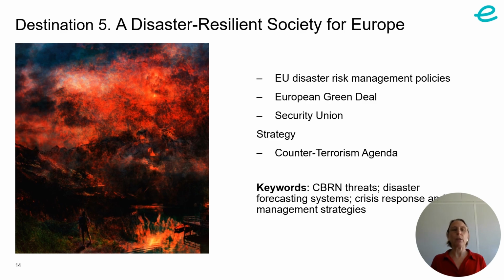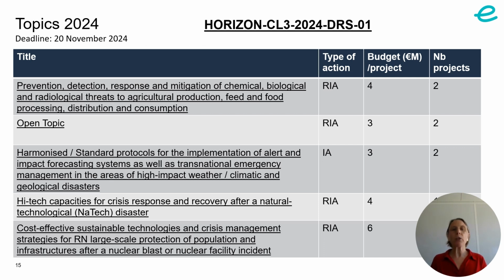Then let's move to destination 5, a disaster resilient society for Europe. Here you should address different policies and strategies, and the keywords refer again to the topics. And there are 5 open topics here. The first one is on prevention, detection, response and mitigation of chemical, biological and radiological threats to agricultural production, feed and food processing, distribution and consumption. And it is about feed and food intentional contamination from CBRNE agents.